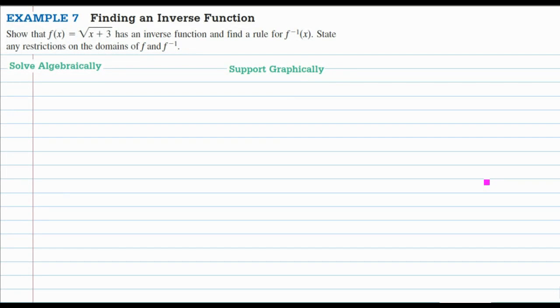This is the screencast for section 1.5, example 7. We're going to find an inverse function. We're going to show that f of x equals the square root of x plus 3 has an inverse function and find the rule for that inverse function. We're also going to state any restrictions to the domains of both f and the inverse function of f.